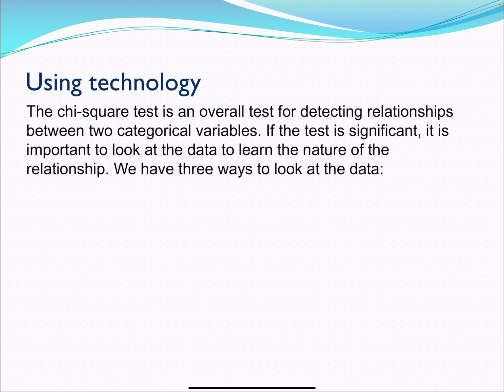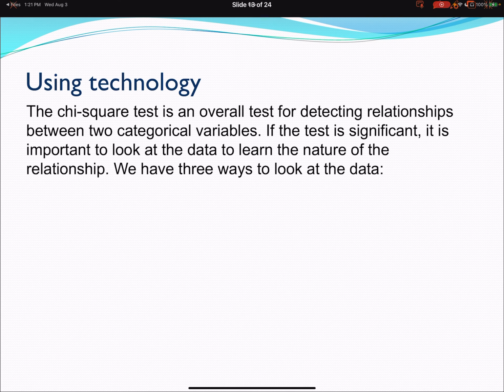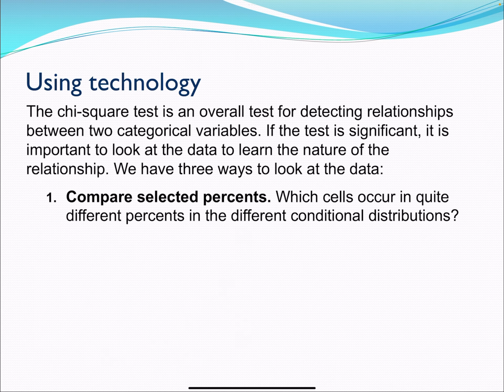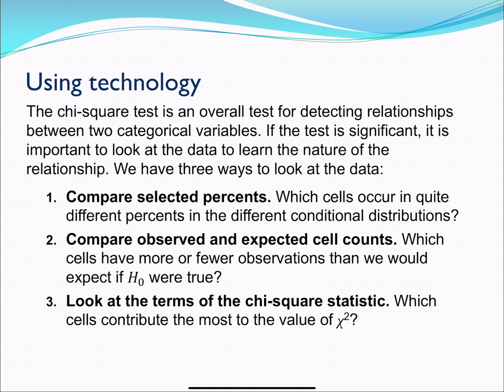Because this is a test for relationship, if the test is significant, it's important to look at the data to learn the nature of the relationship. And we have 3 ways to look at the data. We can compare selected percents. We can compare observed and expected cell counts. That's what I like to do. And we can look at the terms of the chi-squared statistic, so which cells contribute the most to the value of our chi-squared.